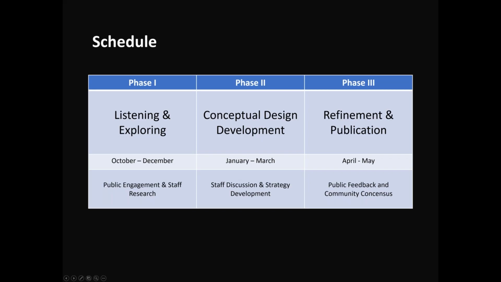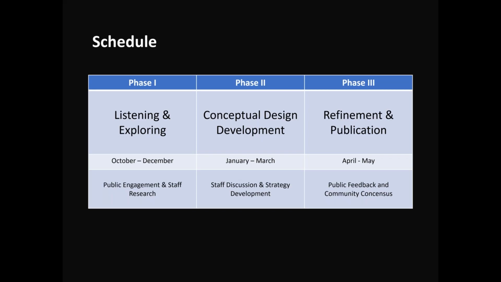This is our schedule. It's basically 3 phases. Phase 1 is what we started this month. This is our listening and exploring phase. We won't have very many answers over the next couple of months because we want to listen to what you have to say about the district and where you feel are the issues and the needs and the ideas that we need to explore. So we're going to be doing the public engagement here between October and December.